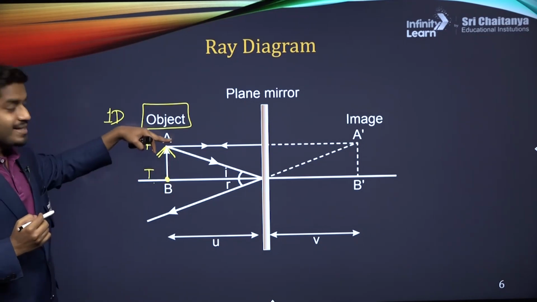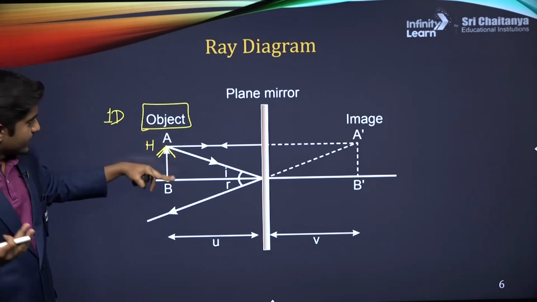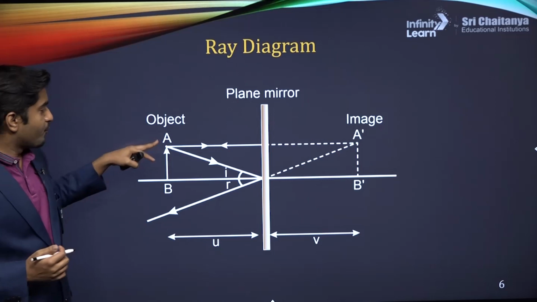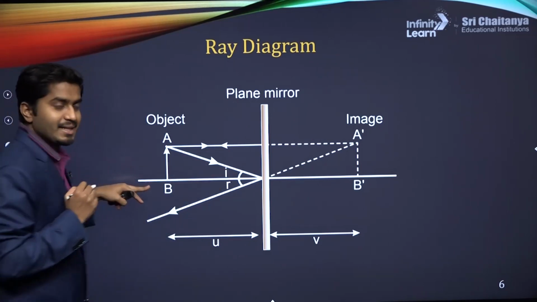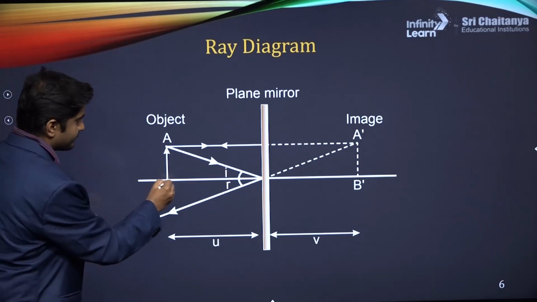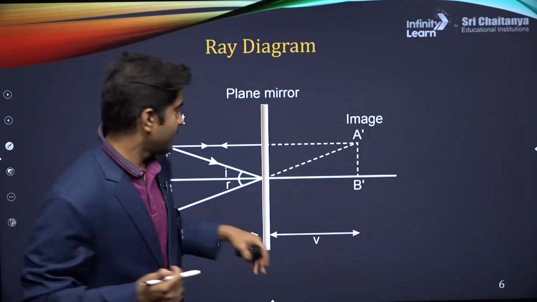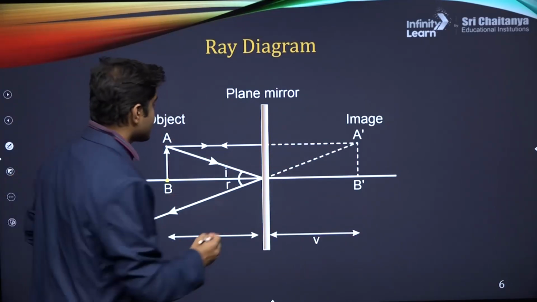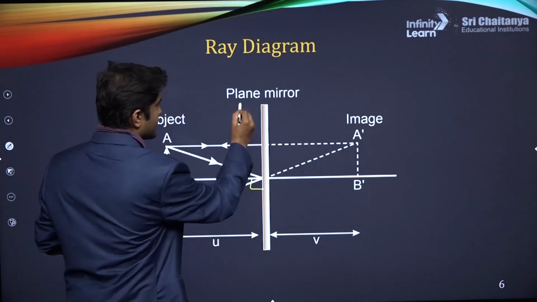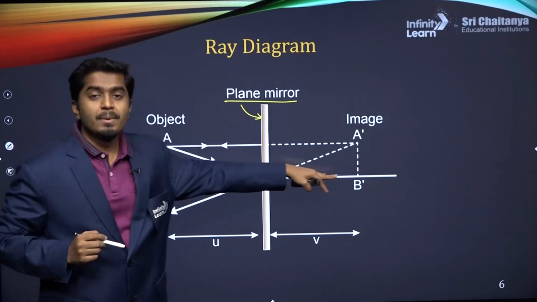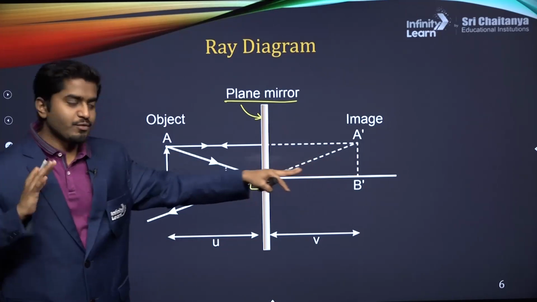So you can represent it by an arrow, right? There's a point B which is the tail. From the point B, you can draw a line perpendicular. So there's an imaginary line which is perpendicular to the mirror. This one is our plane mirror. There's an imaginary line perpendicular to the mirror. Just draw it for now.